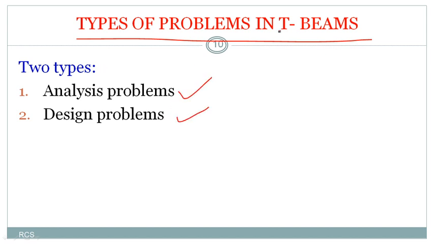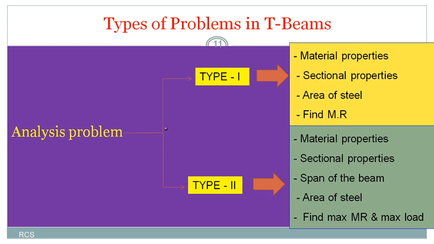Not only T-beams, if we take any other beam also, generally we first have to analyze that beam and then we have to go for the design of that particular beam. But in this particular class, we are sticking to the analysis of a beam. So we will discuss only analysis problems in this class. Let us see the types of problems in T-beams. As I said, there are two types, analysis and design problems. Let us see in this class what the analysis problem is.